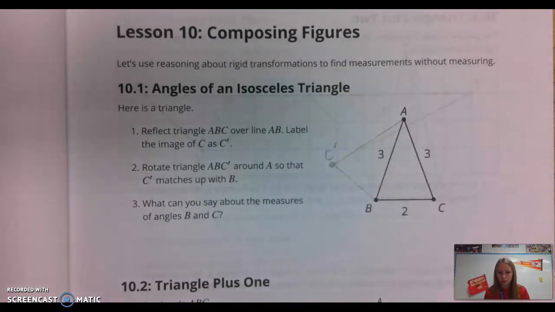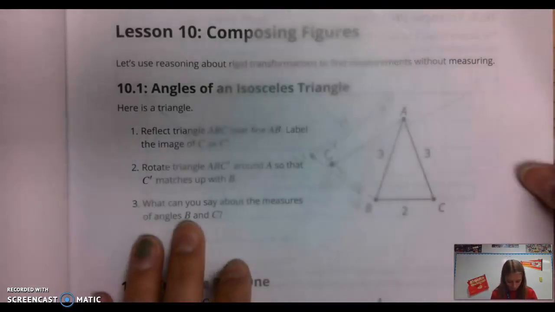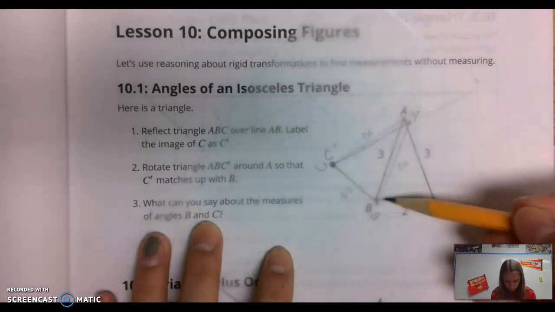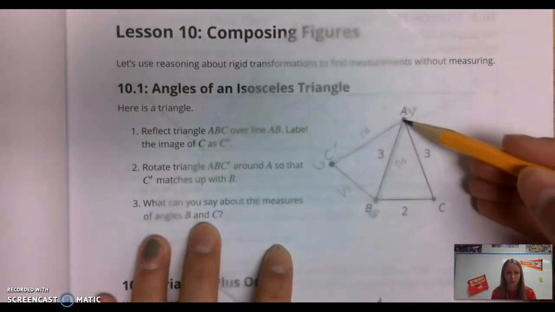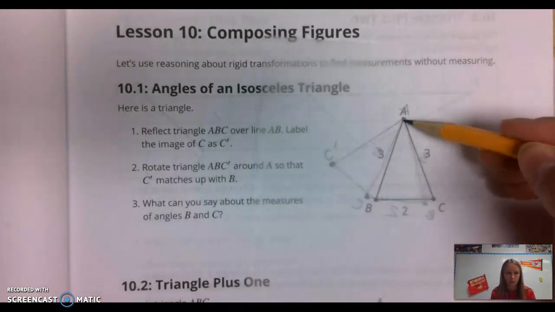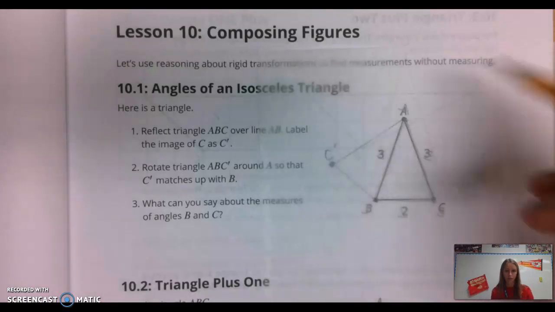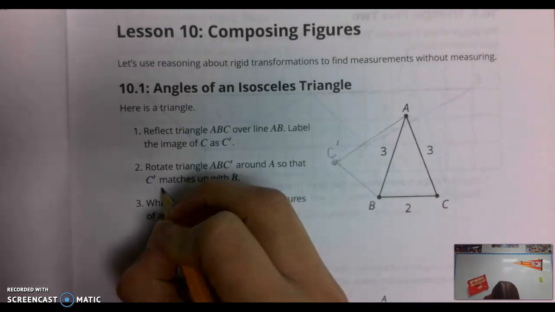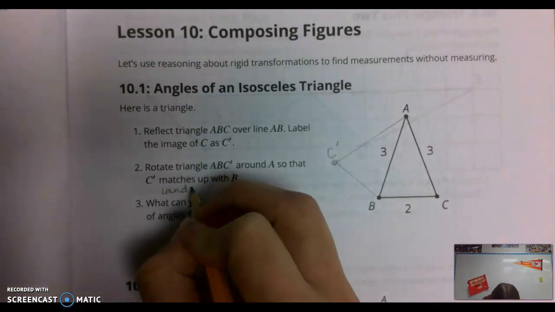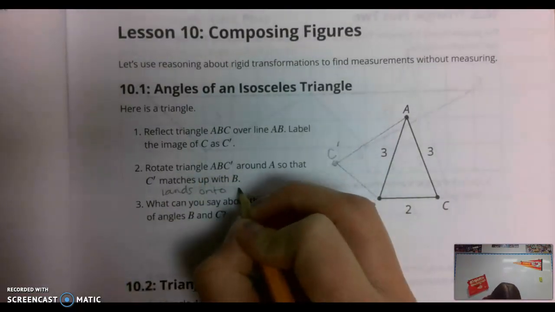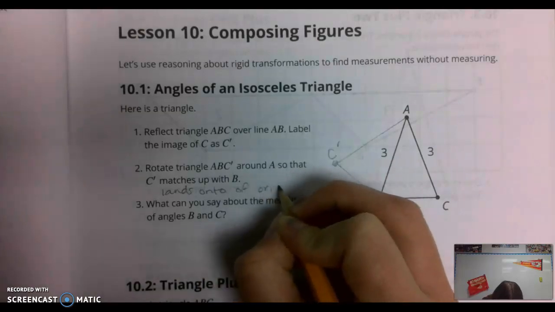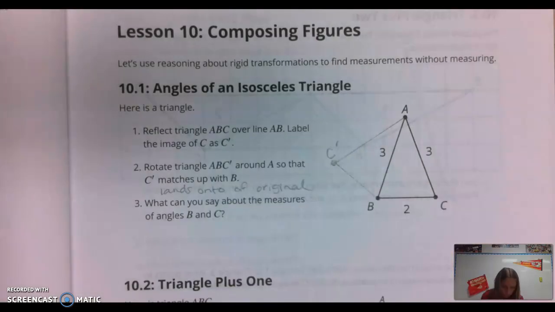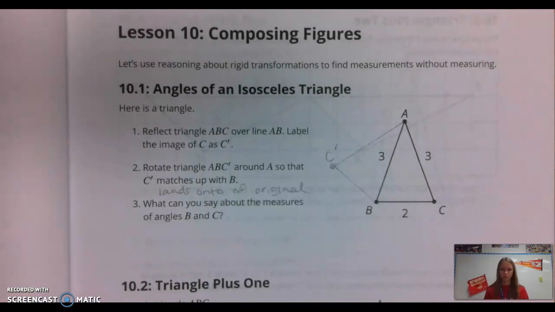Alright, now it says rotate triangle ABC prime around A so that C prime matches up with B. So C prime needs to match back up with B here, okay? I'm going to rotate and stop. So it lands back on top of the original.